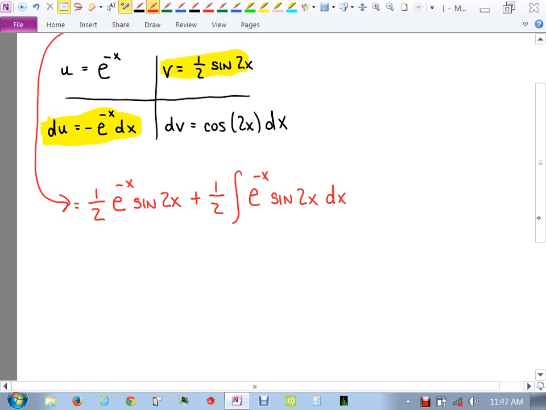I put the 1/2 in front, right? And then there's U and V. I'm putting my exponential in front of my trig, and that's just the pattern I'm going to continue with. It doesn't matter. You could put the trig in front of the exponential.